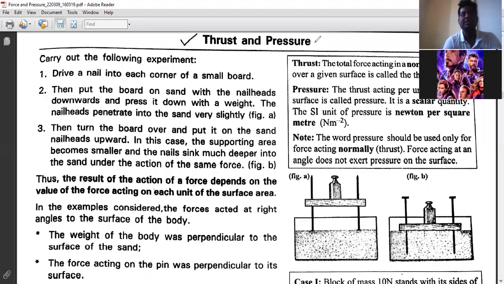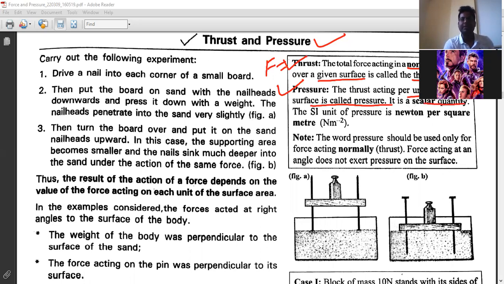Now the next topic is thrust and pressure. Here thrust is defined: total force acting in the normal direction over a given surface is called thrust. Right? Thrust is the normal force acting on a given surface. So thrust is nothing but a force. And the thrust acting per unit area of the surface is called pressure. As we know, pressure is force upon area, so force is sometimes called thrust over a given surface area.